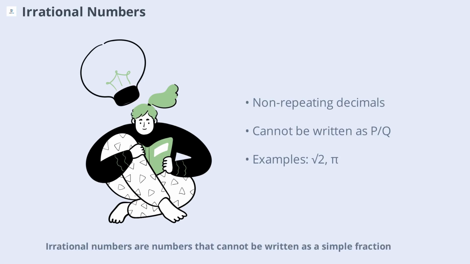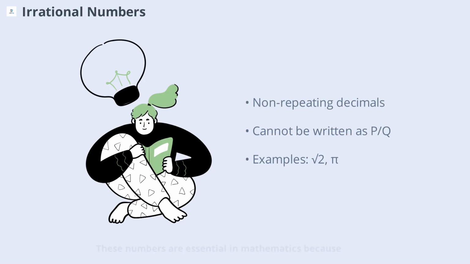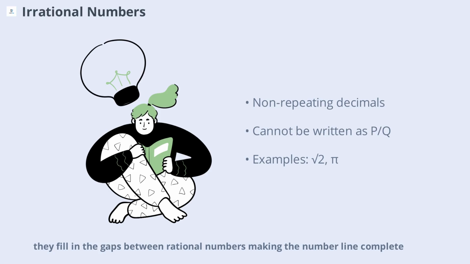Irrational numbers are numbers that cannot be written as a simple fraction. Their decimal expansions are non-terminating and non-repeating. Famous examples include the square root of 2 and pi. These numbers are essential in mathematics because they fill in the gaps between rational numbers, making the number line complete. Irrational numbers are used in geometry, trigonometry, and many scientific calculations. Understanding them helps you appreciate the richness and complexity of mathematics.